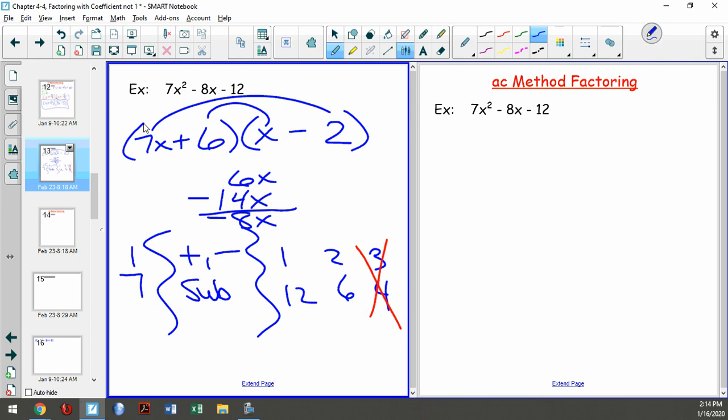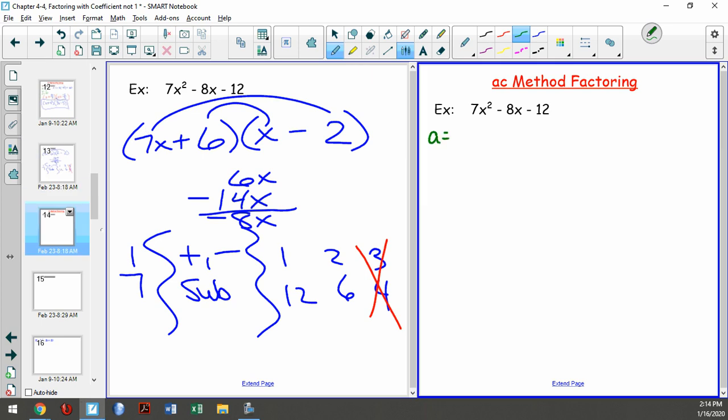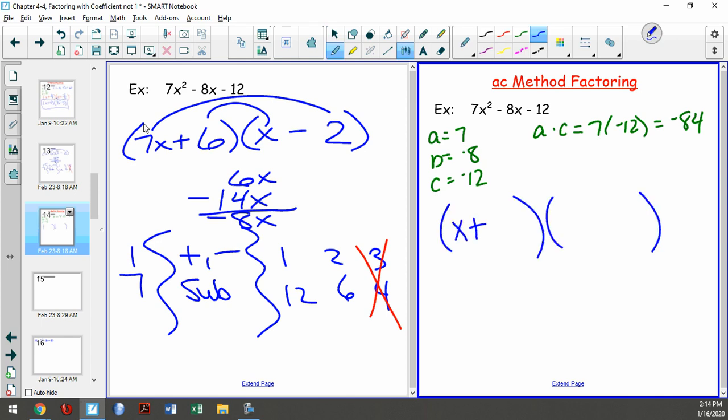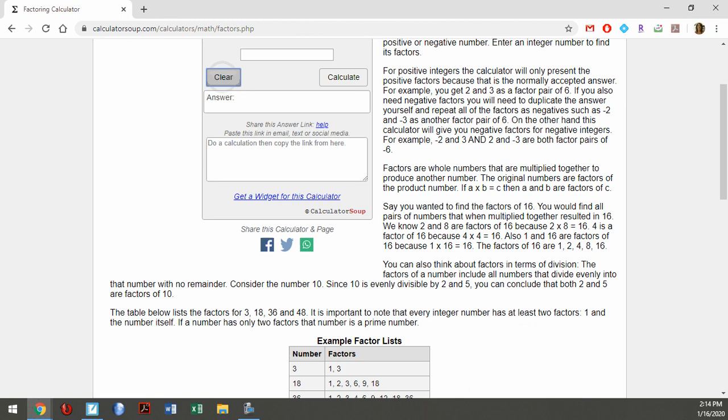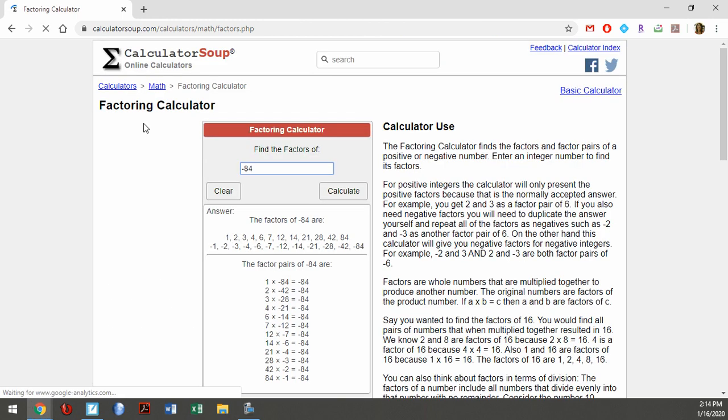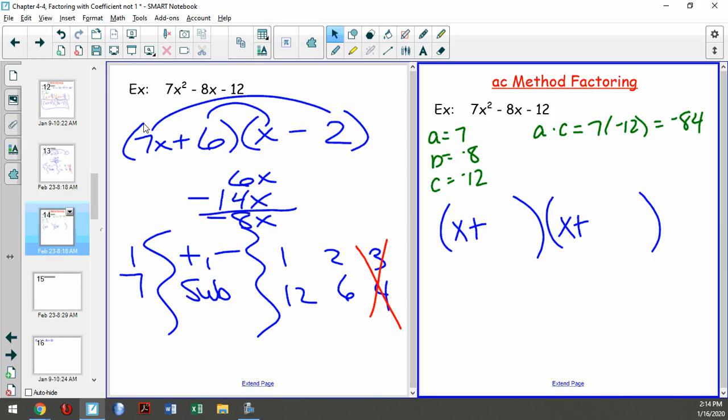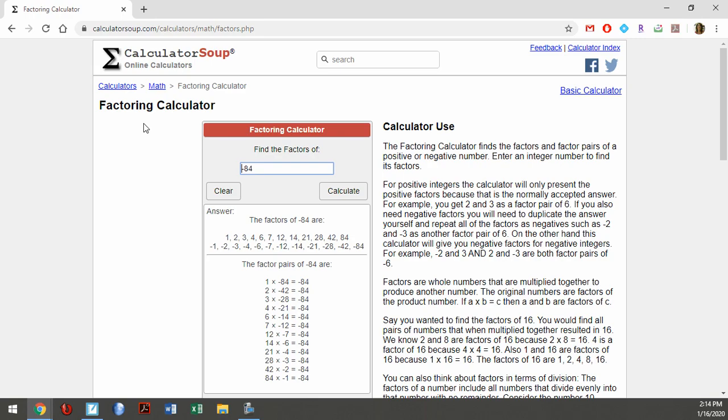Okay, let's do this the other method. Immediately find A, B, and C. What's A, B, and C? 7, -8, and -12. So A times C is going to be 7 times -12, which is -84. Two big binomials. This is going to be x plus and x plus. Come over to your factor finder. And what am I typing in there? -84. And what do I want it to equal? -8. So what are my factors that are going to give me -8?